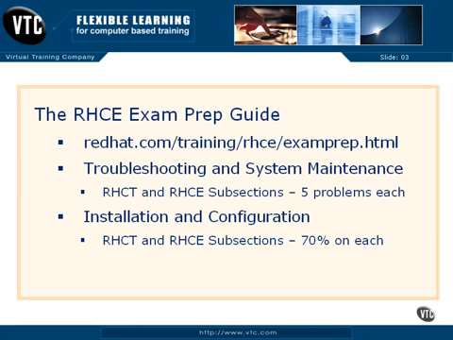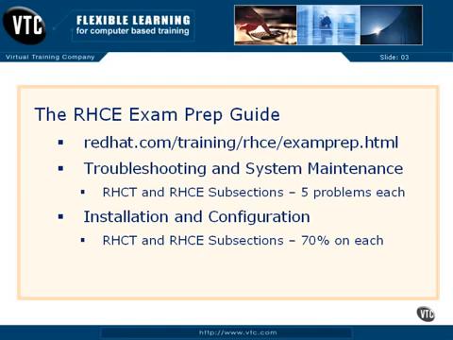Now let's review some mechanics. As described in the exam prep guide, there are two sections in the RHCE exam, and they're split up into two categories. The first section is known as Troubleshooting and System Maintenance. It includes RHCT and RHCE subsections. The 5 RHCT problems must be completed correctly within the first hour. Afterwards, you get 1.5 hours to solve 3 of 5 problems in the RHCE subsection. And that's a total of 2.5 hours.